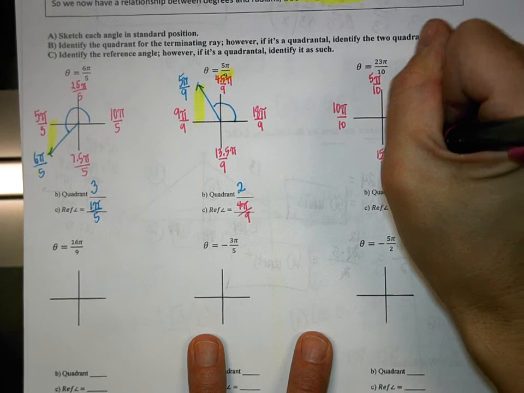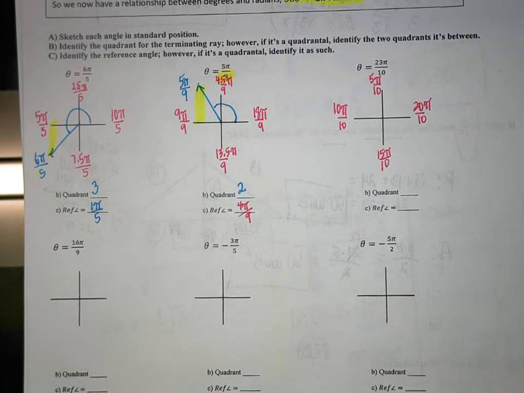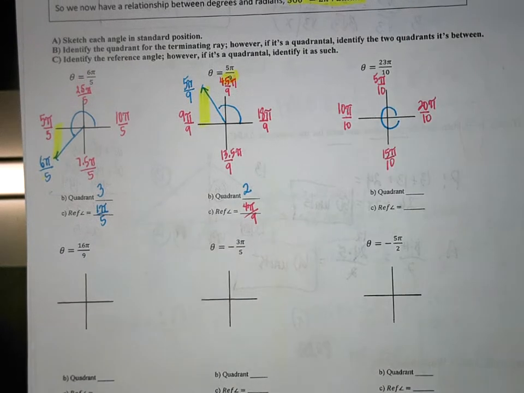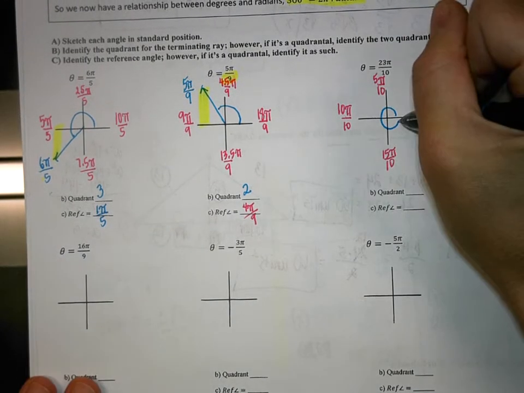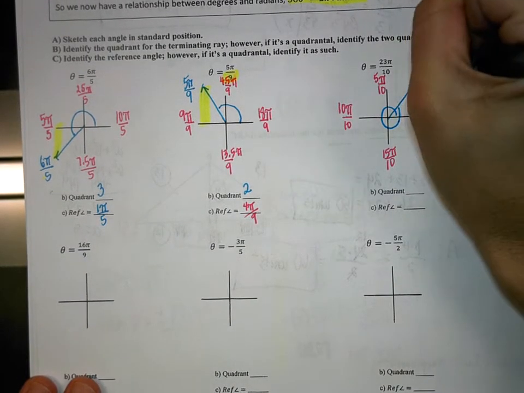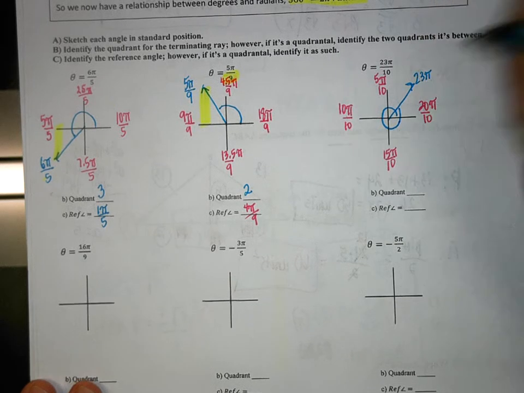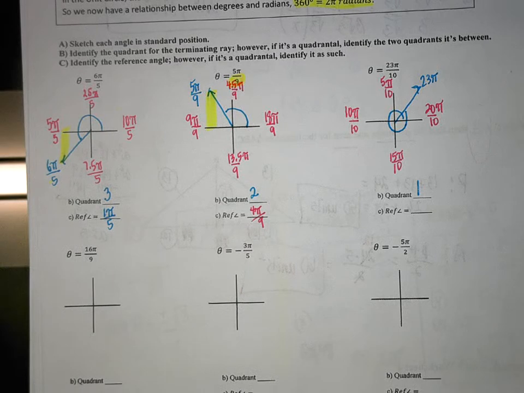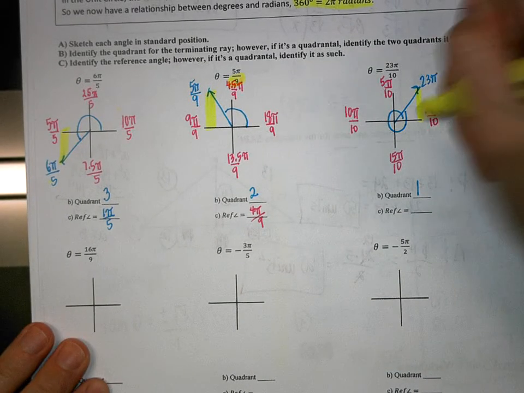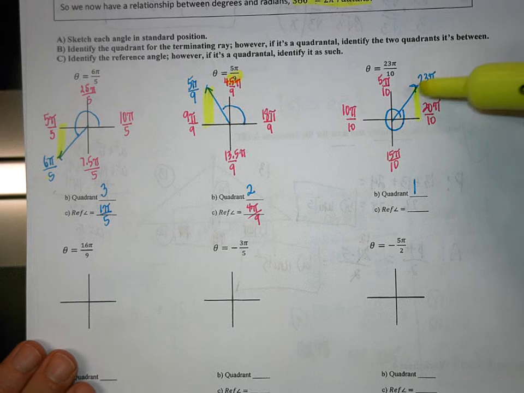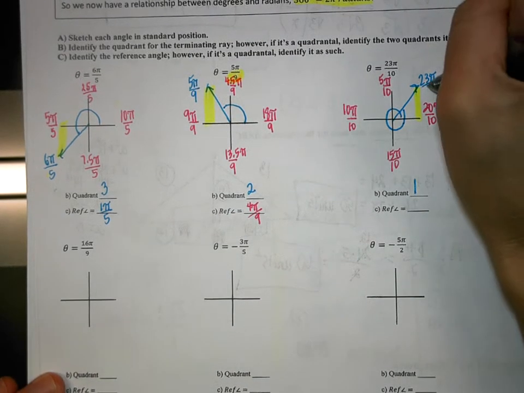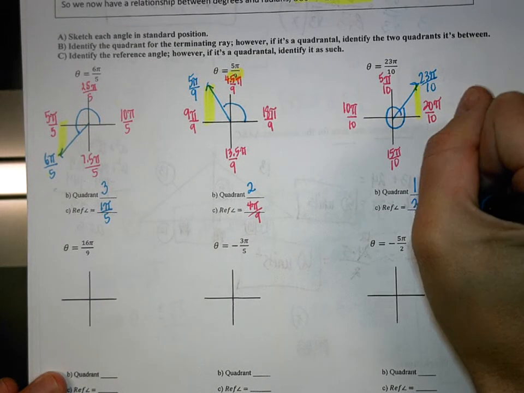Very good. Now 23 pi over 10. Where am I going to end up? Very good. So we have to make one full circle, and then we go up here. We're in quadrant 1. Okay. Reference angle. It always goes down to the x-axis, and we're trying to figure out how many it takes to get from our 20 pi over 10. Very good. 3 pi over 10.